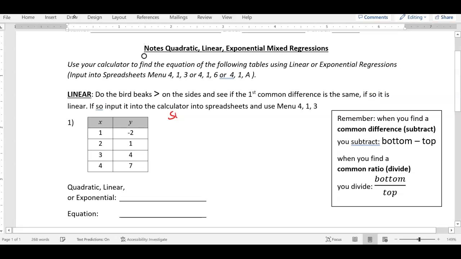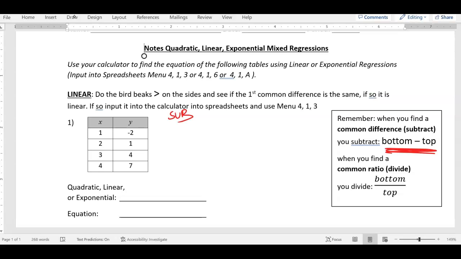So let's subtract. Whenever you subtract, please remember you do bottom minus top. So 1 minus negative 2 is 3. 4 minus 1 is 3. 7 minus 4 is 3. If that first common difference is the same, which it is, that means it's going to be linear. So I'm going to say, hey, that's linear. Write that down, linear.